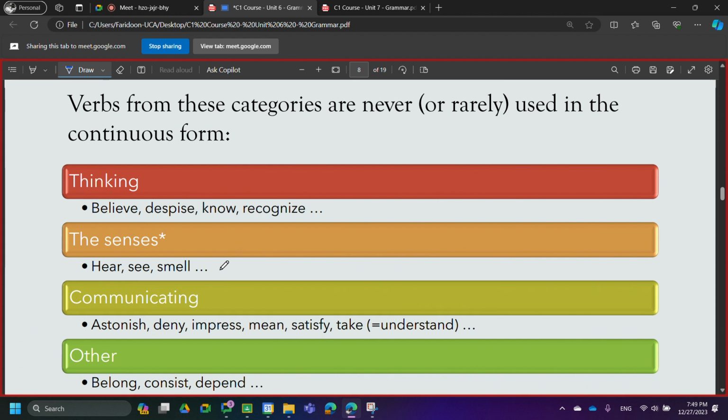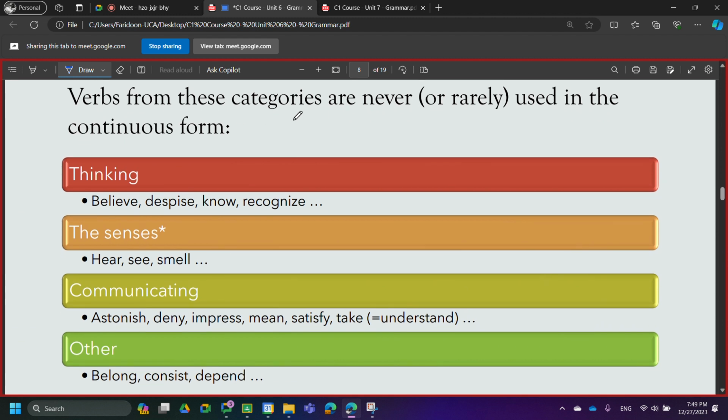Okay, so these verbs, everyone, from these categories are never used in the continuous form, or at least if they are used, they're rarely used, meaning not always. Very, very less. Okay, example. If you have verbs connected to thinking, most of the time we don't use them in ing. For example, believe, despise, know, and recognize. Like, when was the last time you heard "believing"? When was the last time you heard "recognizing"? I mean, actually used as a verb, not a gerund or something like that. We don't use them.